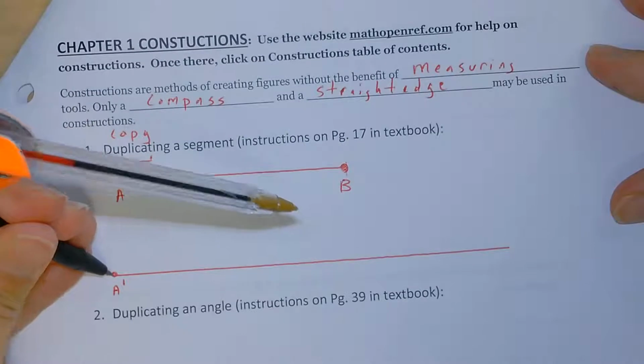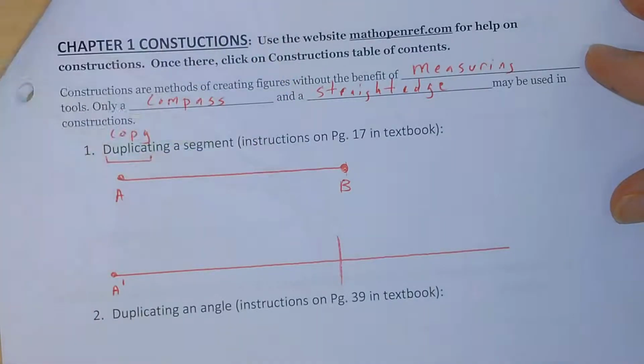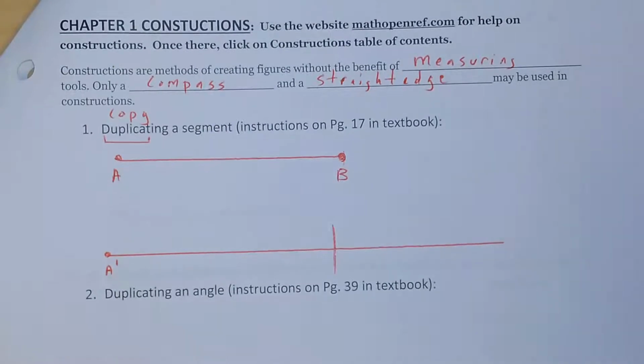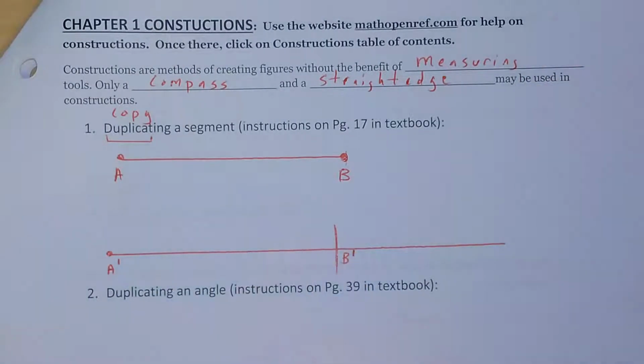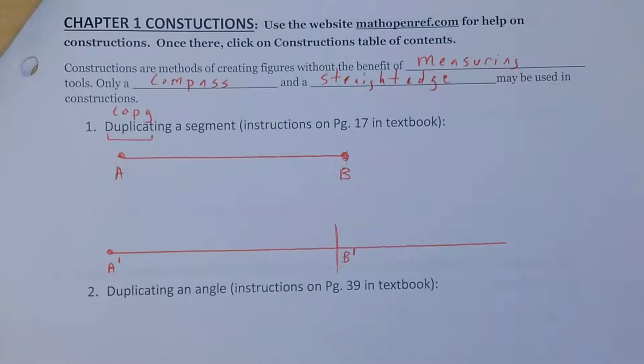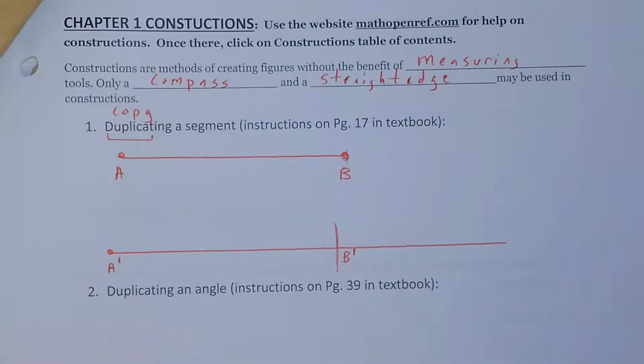And then I'm going to come down here to A prime, and I'm going to swing an arc that intersects that ray, but I'm not going to put a dot there, because in true constructions you want to see exactly where they touch. And so this is going to be B prime, but don't put a dot there because it muddies it up. And that allows you to see the exact intersection for where the arc hits the original ray. So that's how you duplicate a segment. That is the most basic construction. We will be using that in some of the pictures.